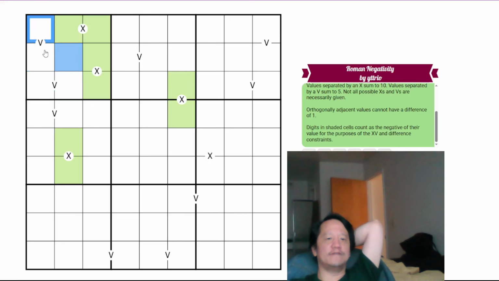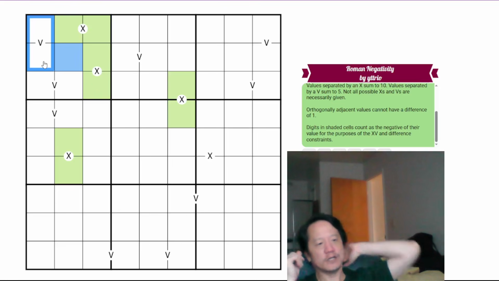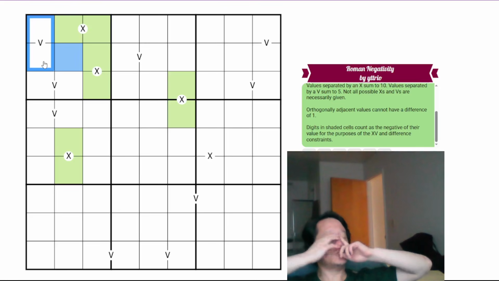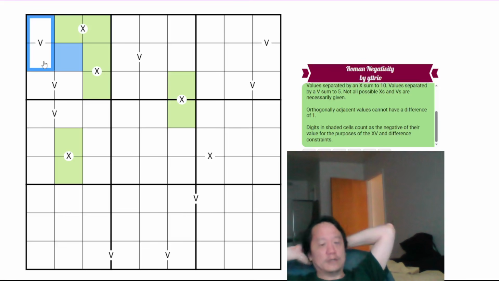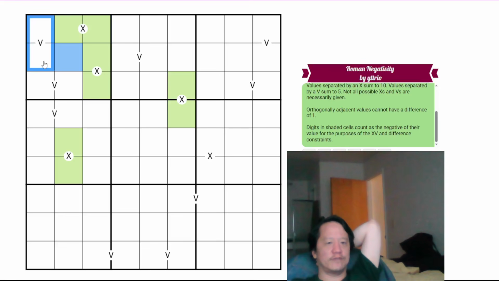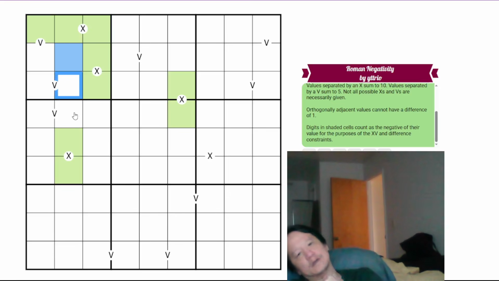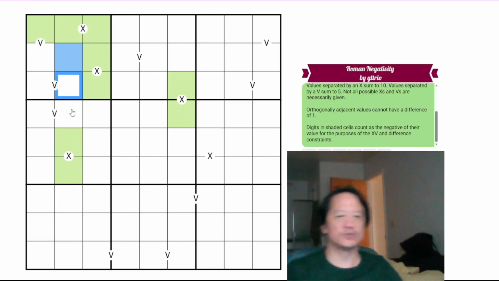Okay. For any V, you're going to have at least one of the digits be unshaded. Because if you have 2 shaded cells in the V's, that's not going to work because they add up to a negative sum, and they will not obviously add up to 5. So one of these has to be green. One of these has to be green. This cannot be blue. If this were blue, that would force this to be green, and then the blues are not orthogonally connected. So this must be green here. One of these is green. We don't know which one though.